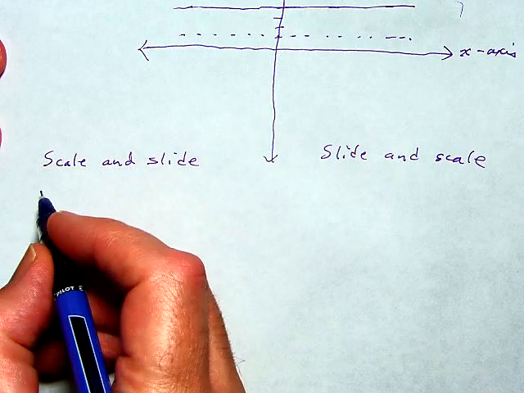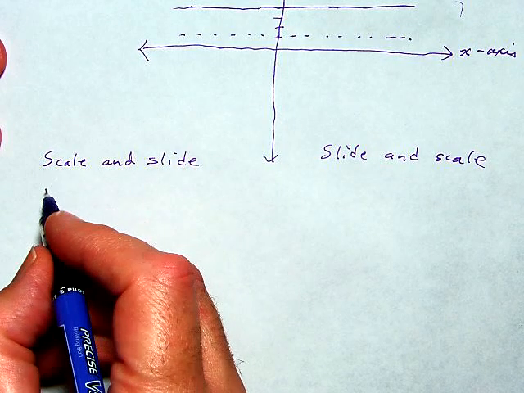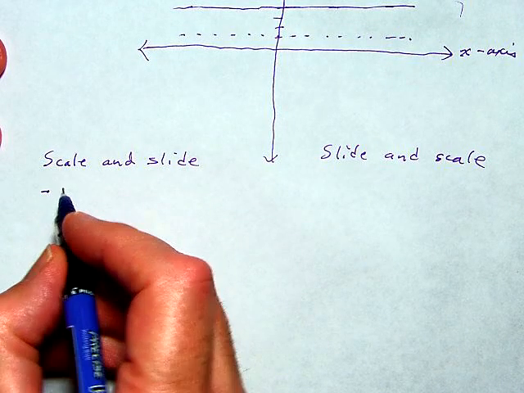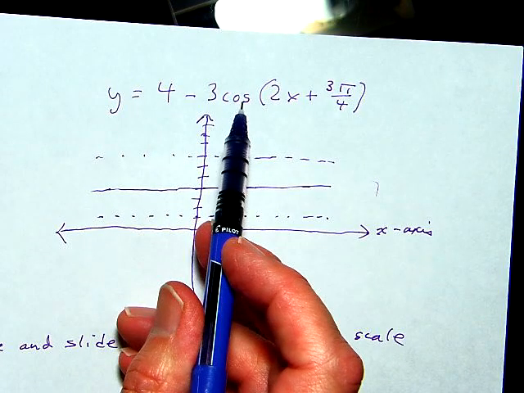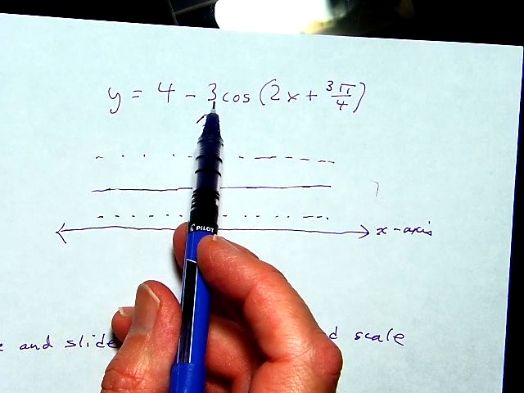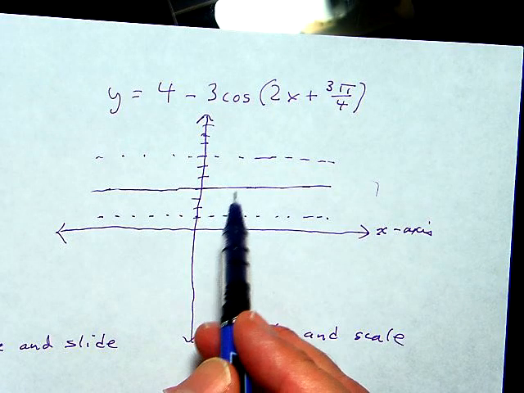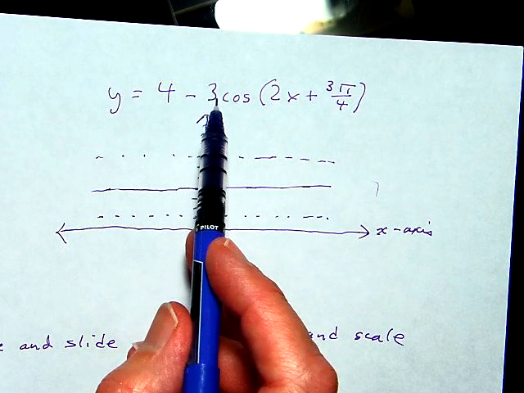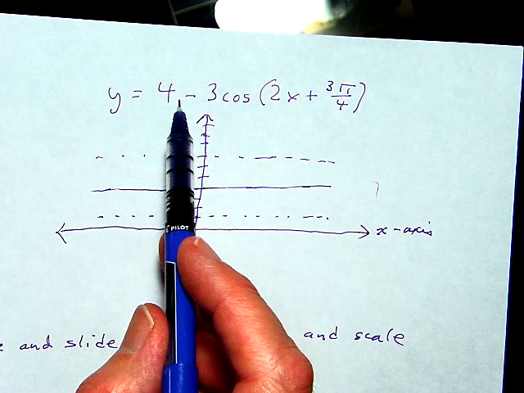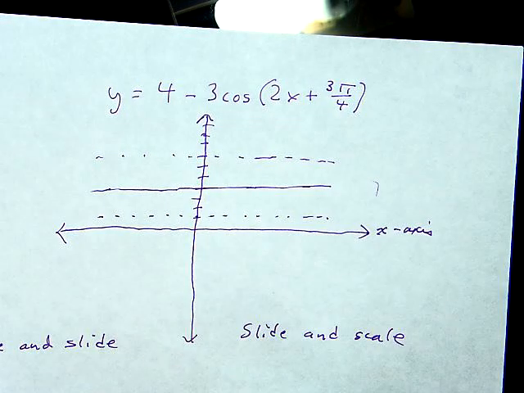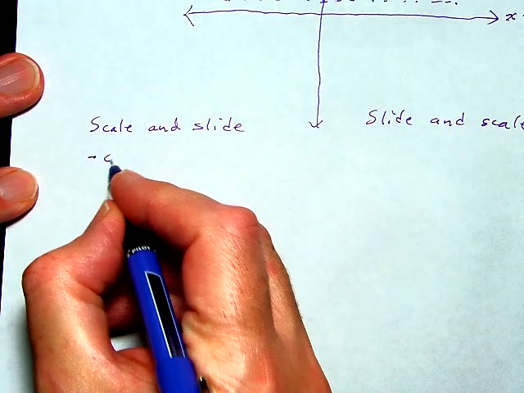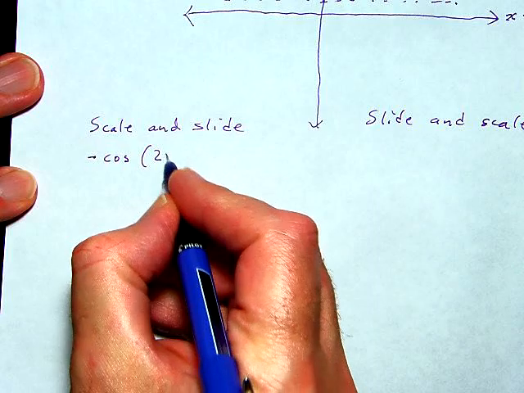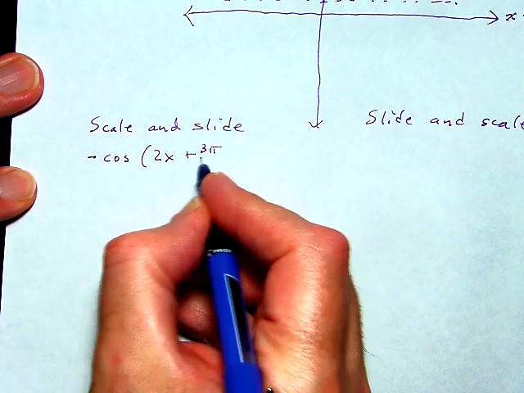So let's take out the 4 and the 3 from this. Okay, I don't want to be dealing with the amplitude. I can do that at the very last minute by just fitting it to the channel. So I'm not going to worry about the amplitude. I'm not going to worry about the vertical shift, but I do need to keep the negative sign here. So for the scale and slide method, I'm going to focus on minus cosine 2x plus 3 pi over 4.